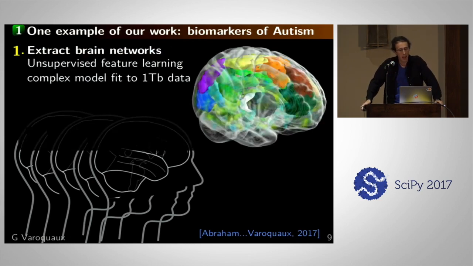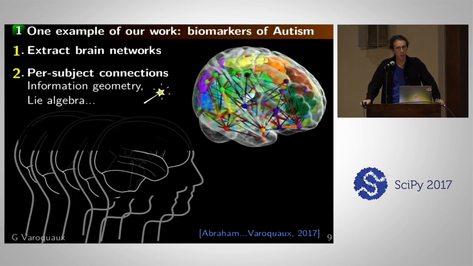In practice, to give you a bit of an idea of the engineering that goes behind this, the first thing that we do is extract brain networks. You don't know what this is, but what really matters for computation is that we're doing unsupervised feature learning and that we're fitting a fairly complex model, much more complex than a logistic regression, to 1 terabyte of data. So there's a bit of a computational challenge or algorithmic challenge.